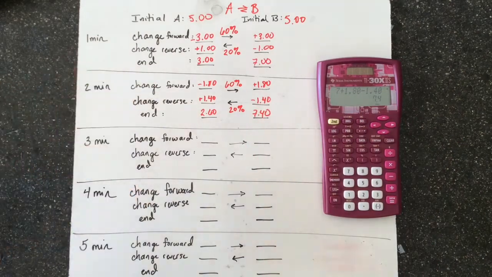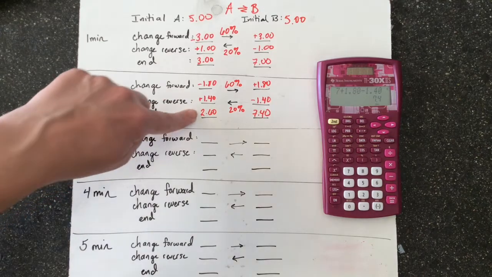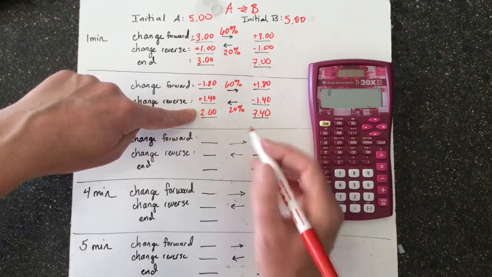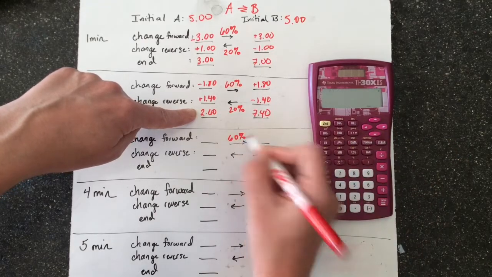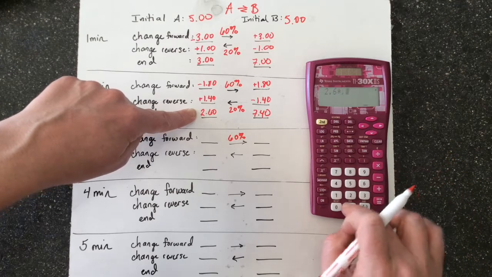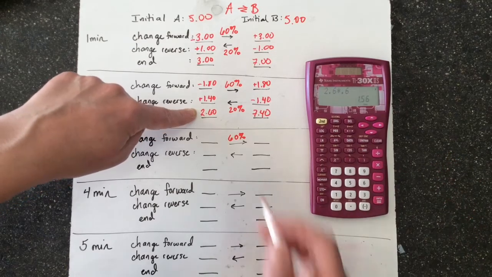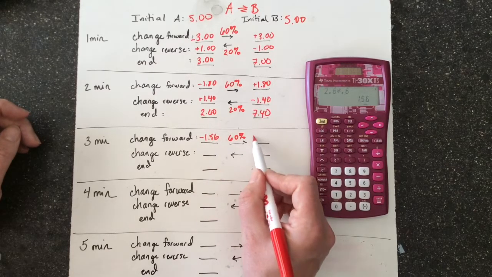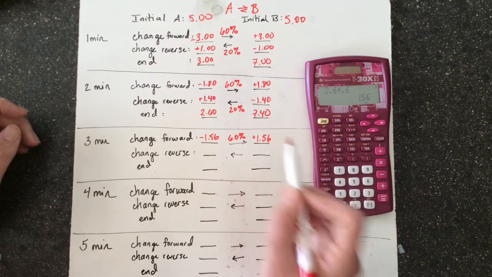Okay, now we're going to continue that same process again. Now we're starting with 2.60 moles of A, and we know that 60% of that is going to become B. So 2.6 times 0.6 gives us 1.56. So we are losing 1.56, but we're gaining 1.56 over here.